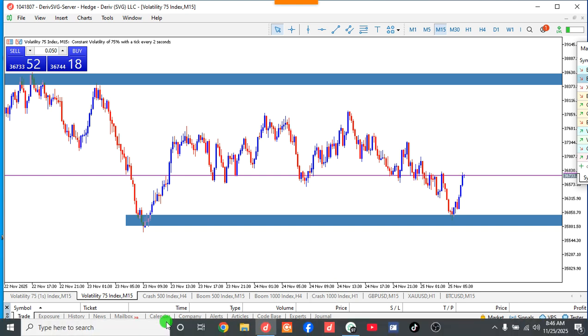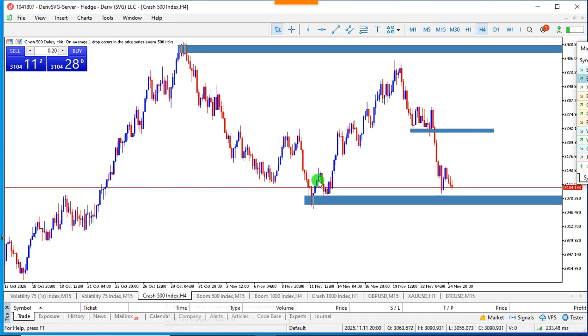Now let's go to the next, which is going to be the crash 500. And of course, this was where we marked, I think that was on Sunday. And we said a break below this, then we are thinking on going down here. And of course, that actually happened.